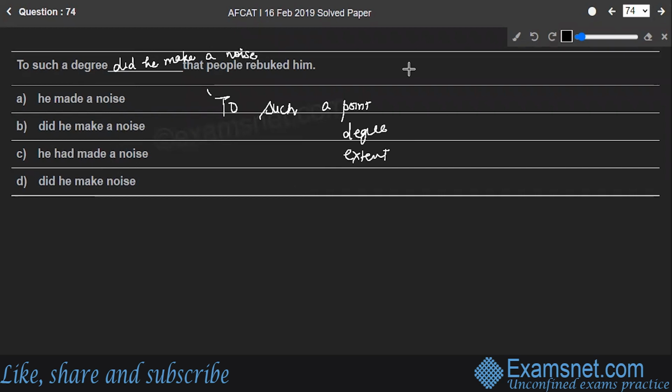That people rebuked him, right? So "make a noise" is the correct idiom expression that we can use, not "make noise." So we have option B as the correct answer.